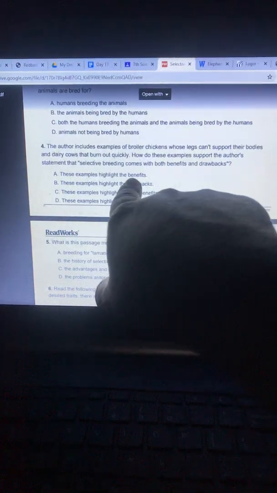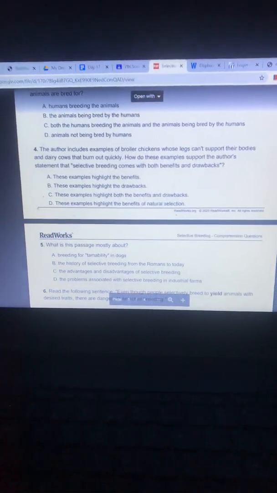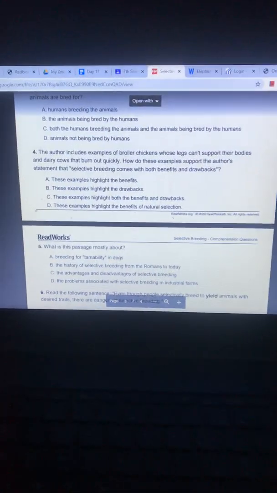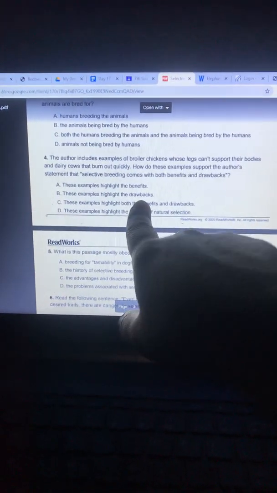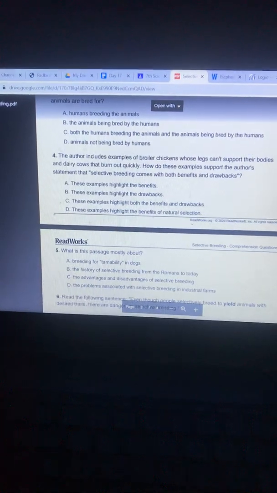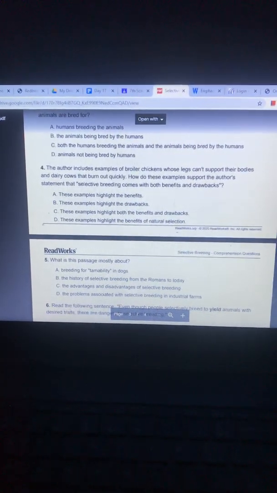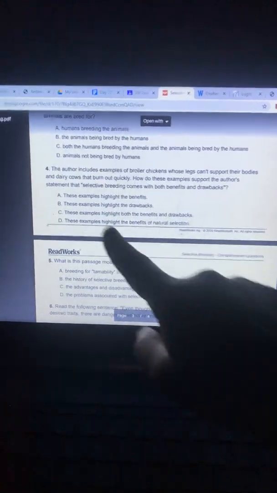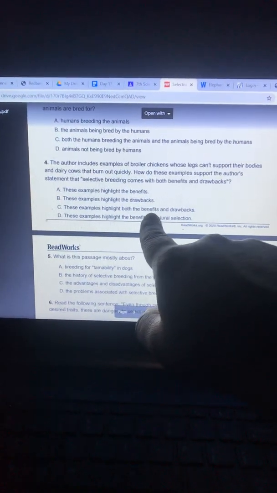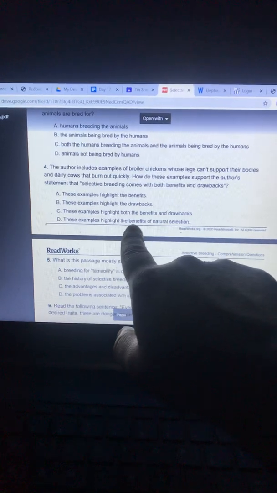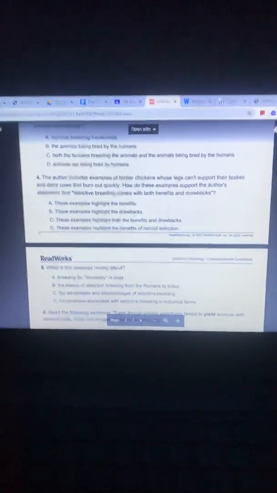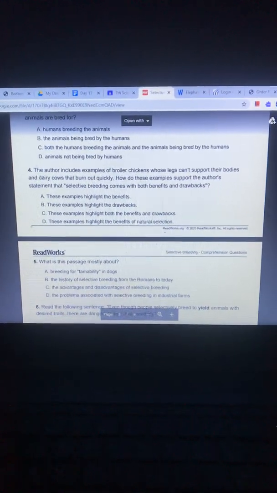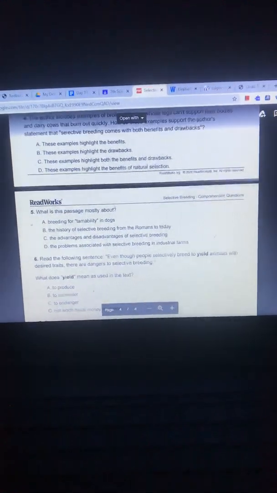So is that a benefit, to have a dairy cow that burns out quickly and dies in 4 or 5 years when they can live 30? Or are these examples drawbacks, meaning negatives? So is it a negative that a dairy cow can die in 4 to 5 years when it should have lived for 30? Or are these examples both a benefit and a drawback? Or do these examples highlight the benefit of natural selection, which is nature choosing who survives?